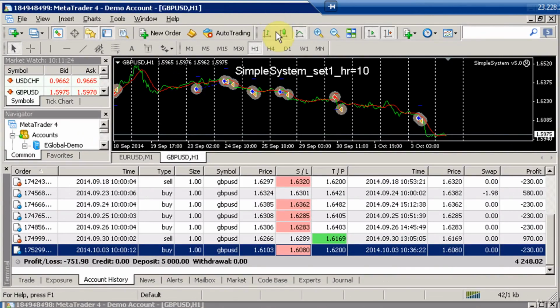So here we've got simple system, set 1 with hour 10. As you remember, this was the most profitable set on our back test and forward test. However, in the live demo test, we can see that it has been performing completely differently. It has actually created a loss on the account. Over the 4-week period of the demo test, this set was able to lose $751.98, and that's with a starting deposit of $5,000.